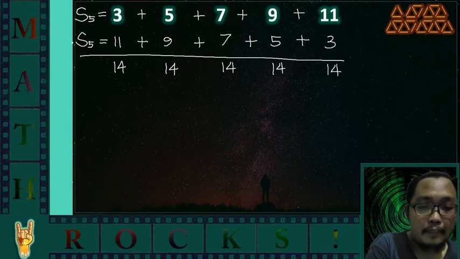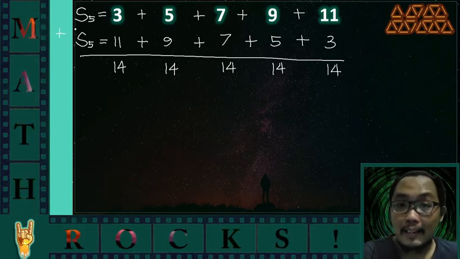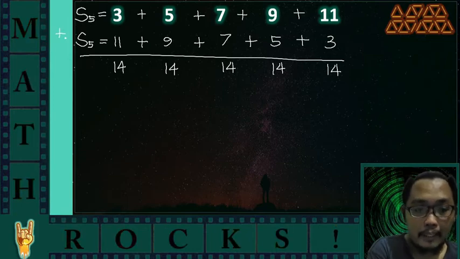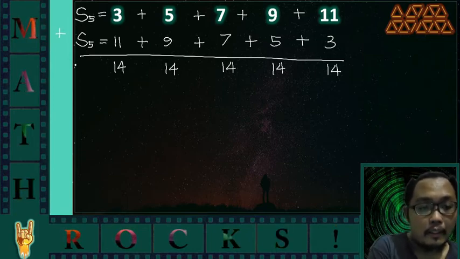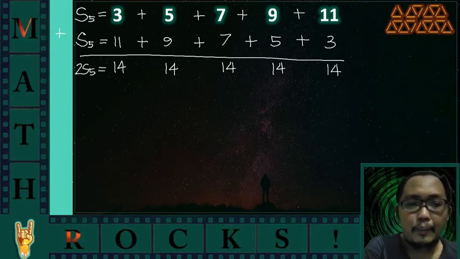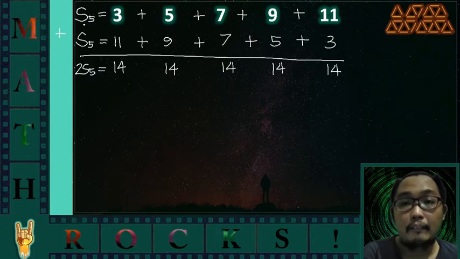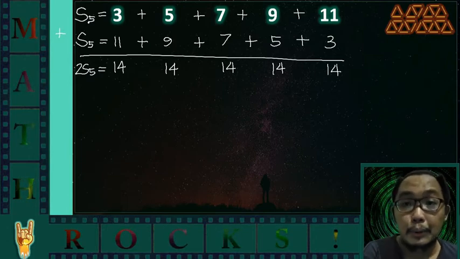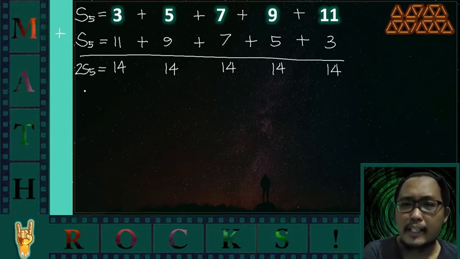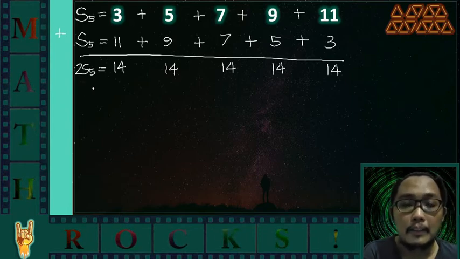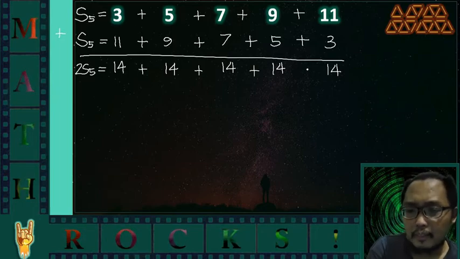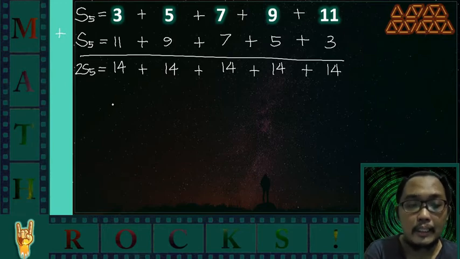With that in mind, we must do the same on the left-hand side of this equal sign. Doing so, we have S sub 5 being added to another S sub 5, giving us 2S sub 5. You just have to consider your S sub 5 as a variable and proceed adding it, the same as how you add variables like x plus x equals 2x. And now, let us proceed with the addition of all of the same numbers, 14.